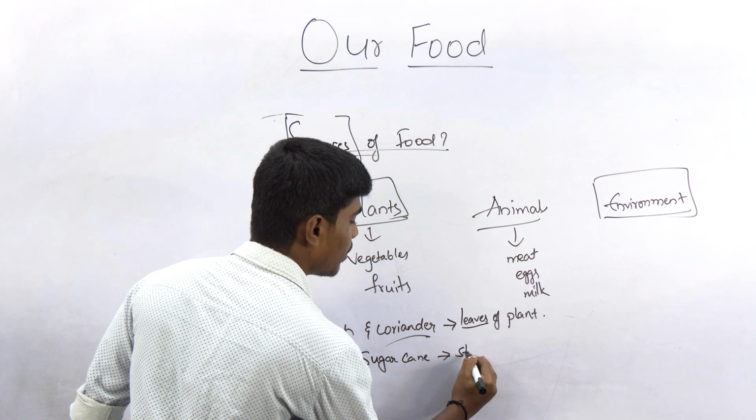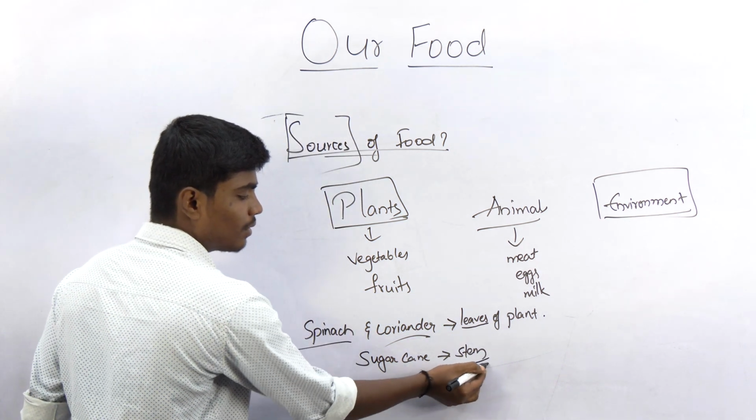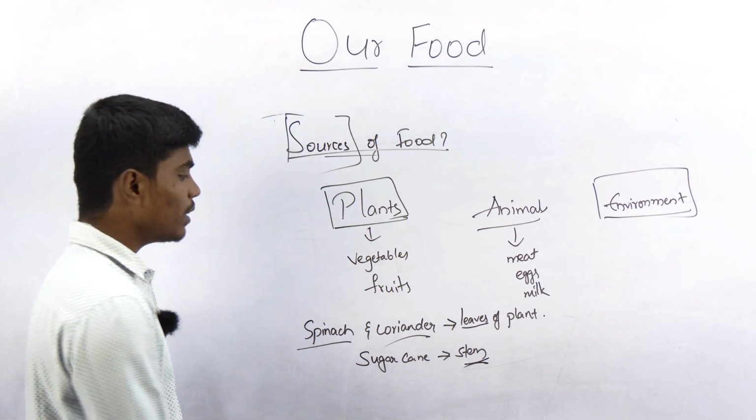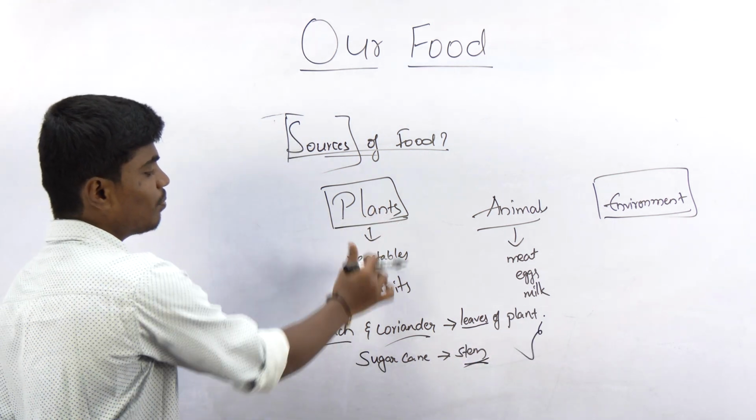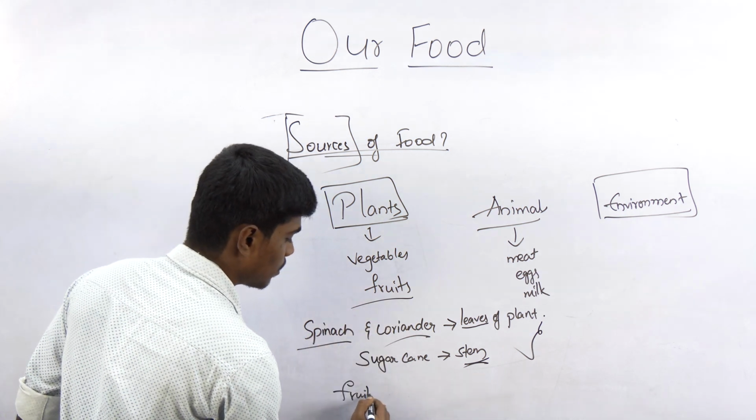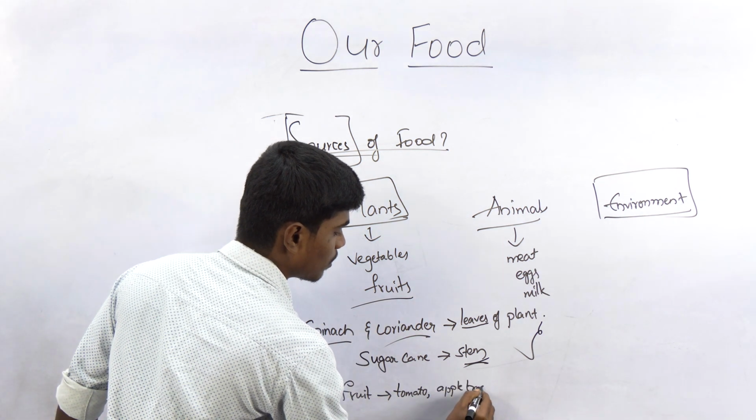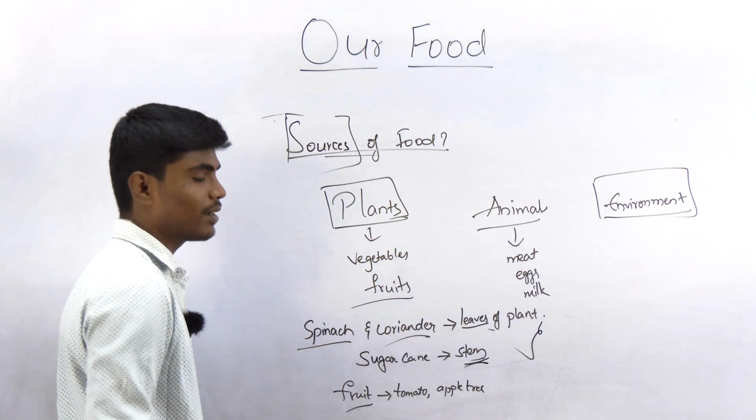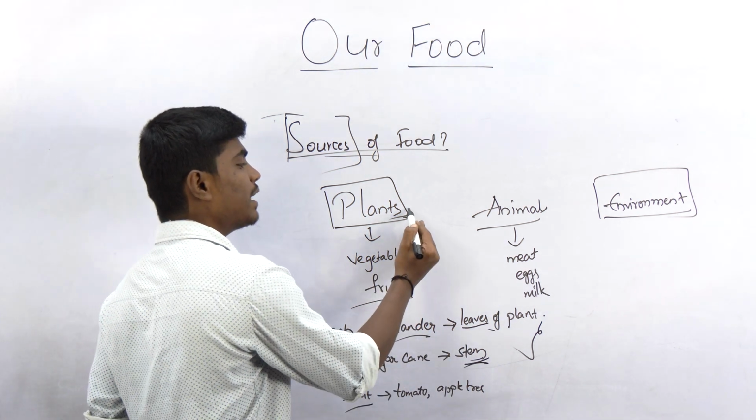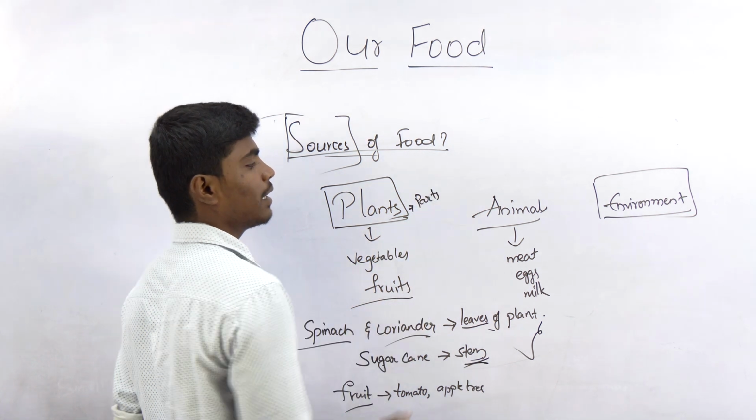This is the stem of the sugarcane plant. So we are consuming the stem. In the same way, we eat different parts of plants. If we take the fruits of tomato and apple tree, these are the fruits of the plant. This is the stem of the plant. These are the leaves of the plant. So we eat different parts of plants in our daily life.